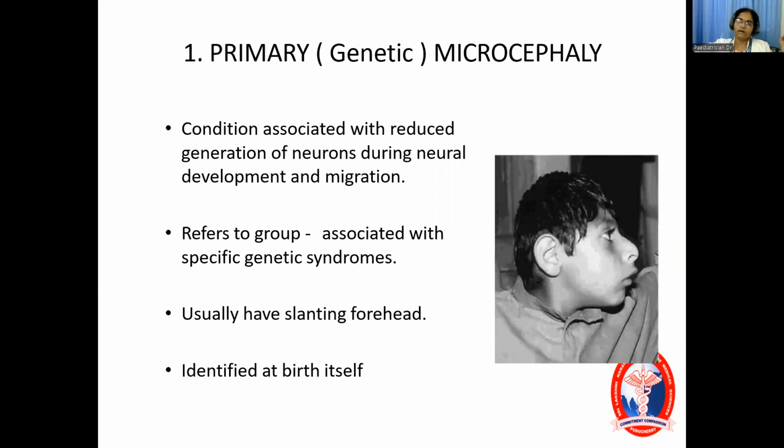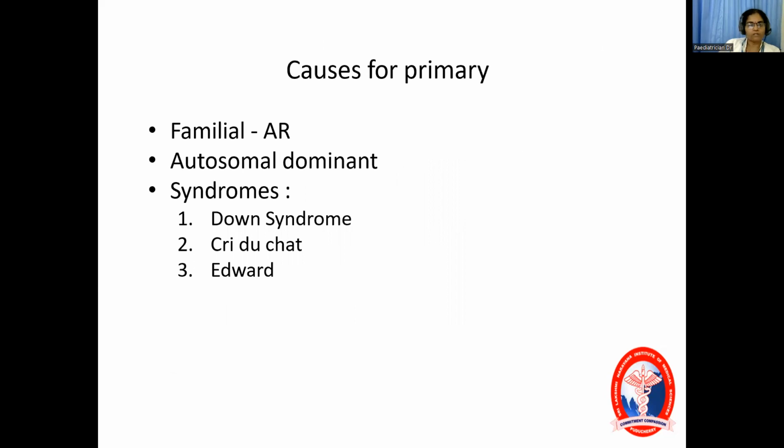Next, coming to the genetic microcephaly, the condition associated with reduced generation of neurons during neural development and migration. It refers to the group associated with specific genetic syndromes. Usually they have a slanting forehead. They are identified at birth itself. As you can see, the head is appearing small in this boy. So here we have to always measure the parent's head circumference. The primary causes being familial, autosomal dominant, and syndromes. Remember Down syndrome? I am sure all of you might have seen it at least once. Friedreich syndrome and Edwards syndrome.